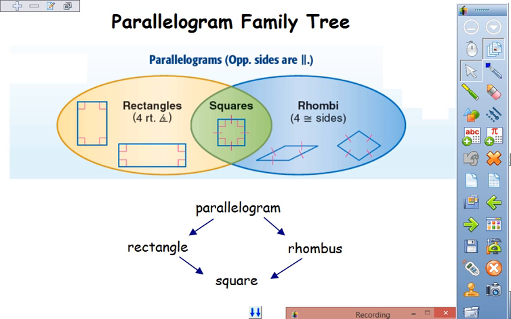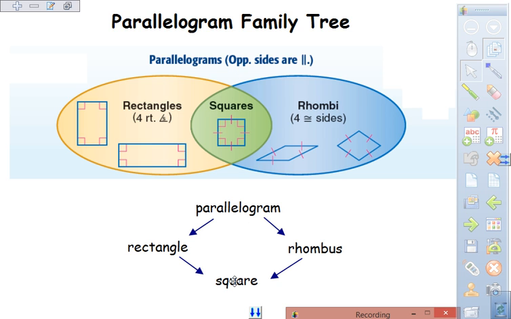So here's the parallelogram family tree. This is in a Venn diagram. A rectangle has 4 right angles, and notice how a square is in that orange circle. So a square is also a rectangle. Square is under a rhombus, and rhombus is in the blue. And a rhombus just has to have 4 congruent sides. And then everything within this picture is a parallelogram. So that's using a Venn diagram.